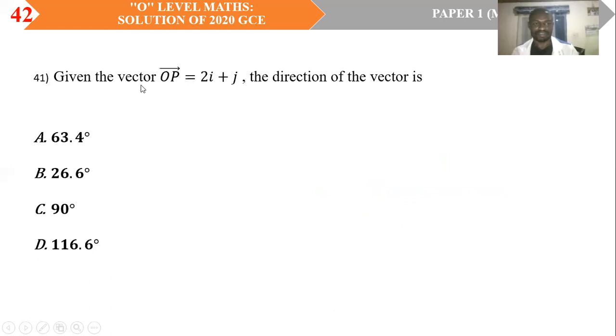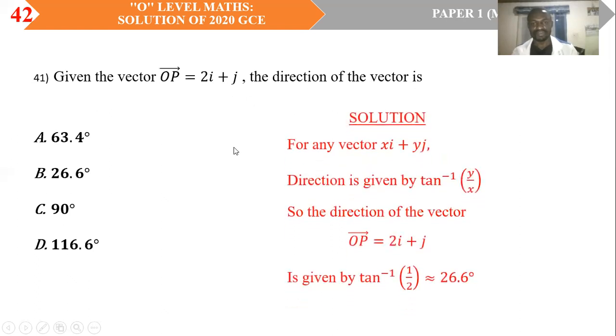Question 41. Given that vector OP is 2i plus j, the direction of the vector is... For any vector xi plus yj, direction is given by tan inverse of y over x. So the direction of the vector OP equals 2i plus j is given by tan inverse of the y component, which is 1, over the x component, which is 2. So tan inverse of a half is approximately 26.6 degrees.